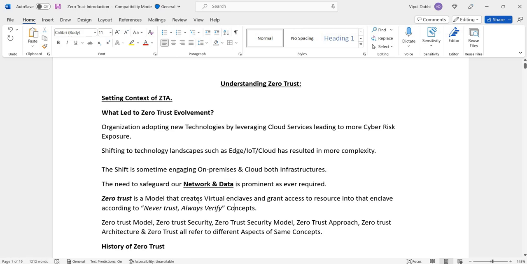Now, zero trust is a model that creates a virtual enclave, kind of a partition, and grants access to resources in that enclave according to the never trust, always verify concept, right?